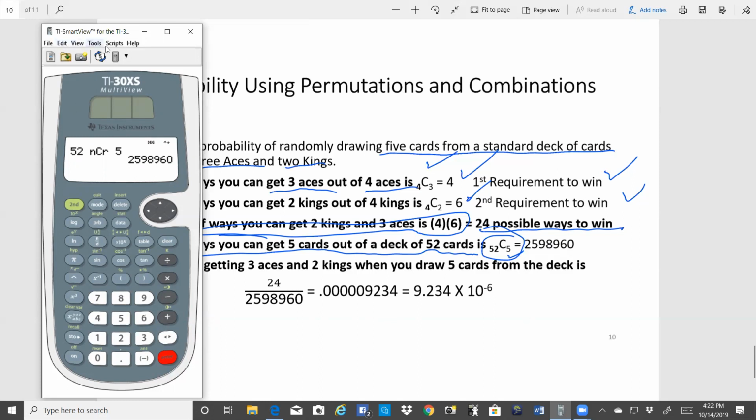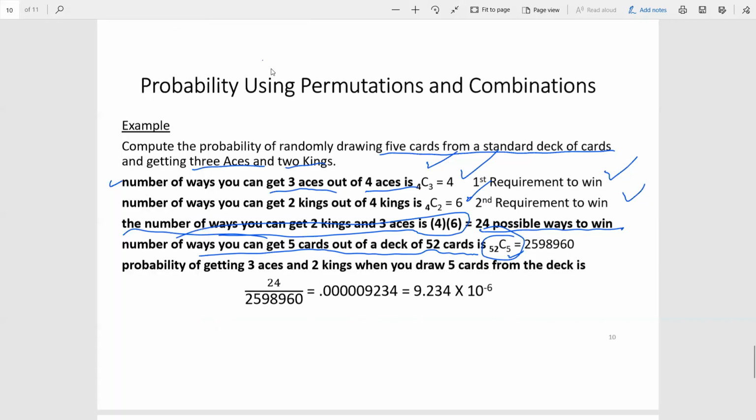So the probability is going to be 24 out of 2,598,960, which is this decimal, which is the same as 9.234 times 10 to the minus 6. So you have a very small chance of randomly drawing 5 cards from a standard deck of cards and getting 3 aces and 2 kings.